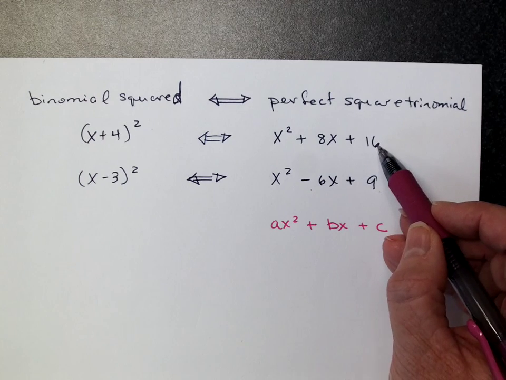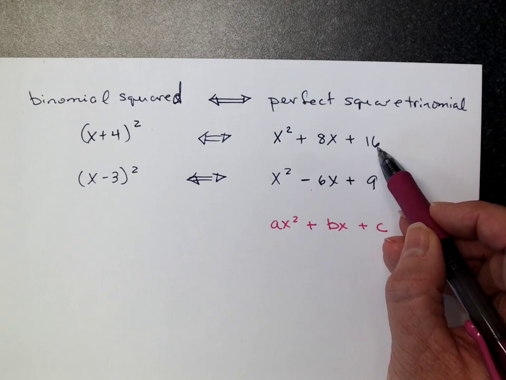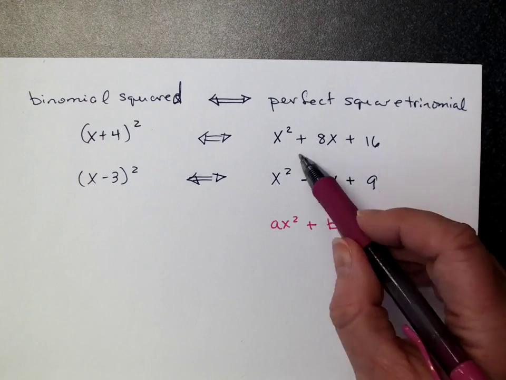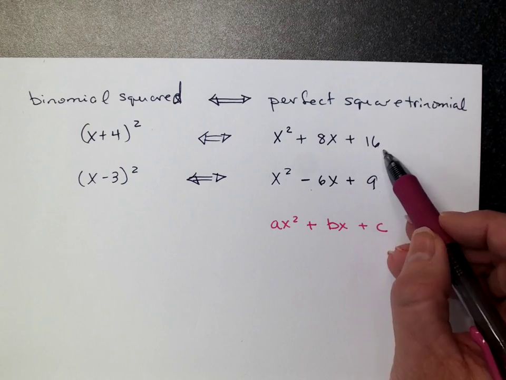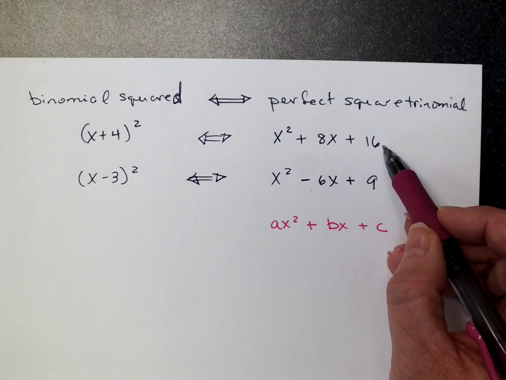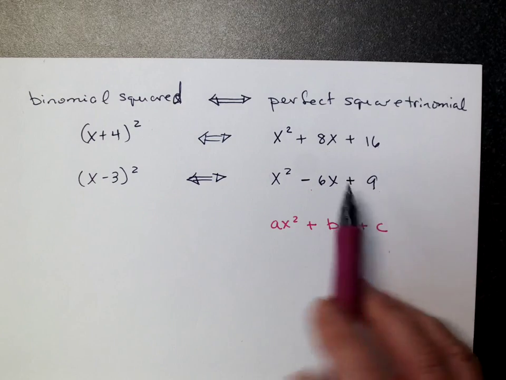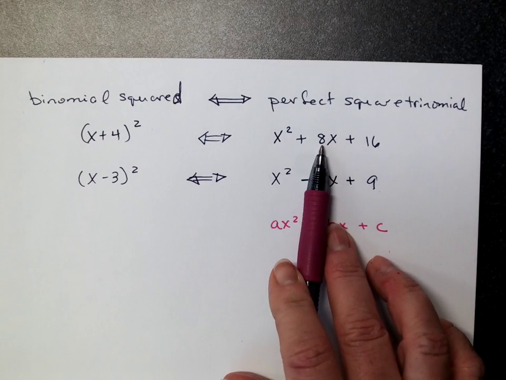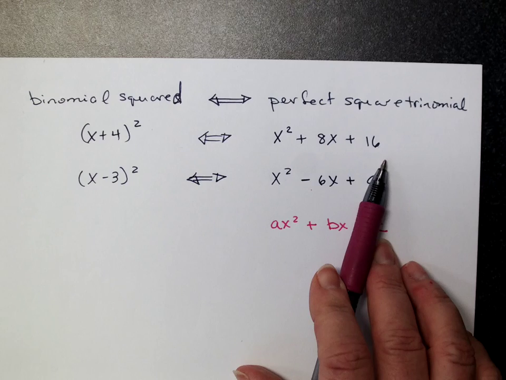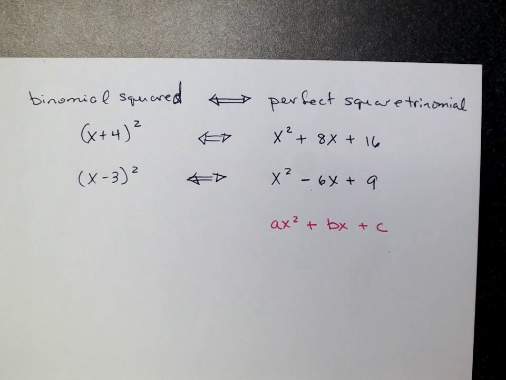If I unsquare this, what do I get? 4. Double it and I get 8. The opposite of unsquaring is squaring, and the opposite of doubling is dividing by 2, so I can also go in the opposite direction. If I take this and divide it by 2, break it in half, I get 4. And if I square that, I get 16. So that's an opposite relationship there. The opposite of doubling is dividing by 2. The opposite of unsquaring is squaring.